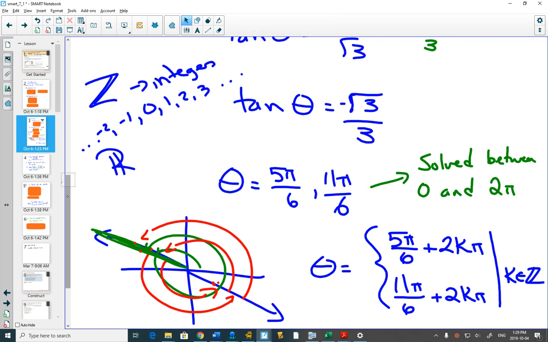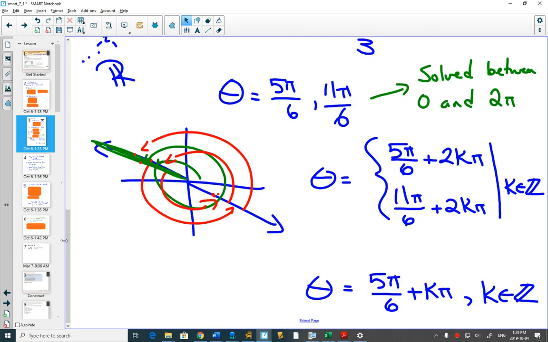So sometimes you'll see the same solution written in an answer key like this. 5 pi over 6, start here. And if you add k pi, that's only jumping halfway around as many times as you want, and you would hit both of those at the same time. Now, for a mathematician, this answer is more simple looking than this answer. So this answer is nicer from a mathematician's perspective.